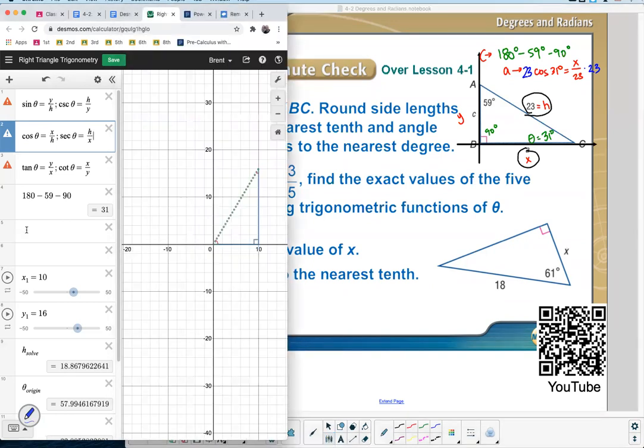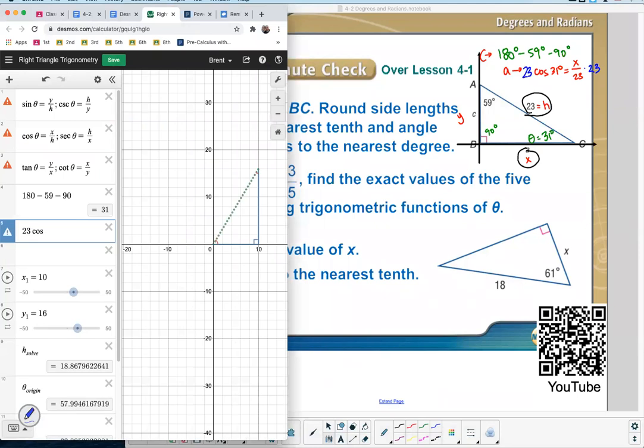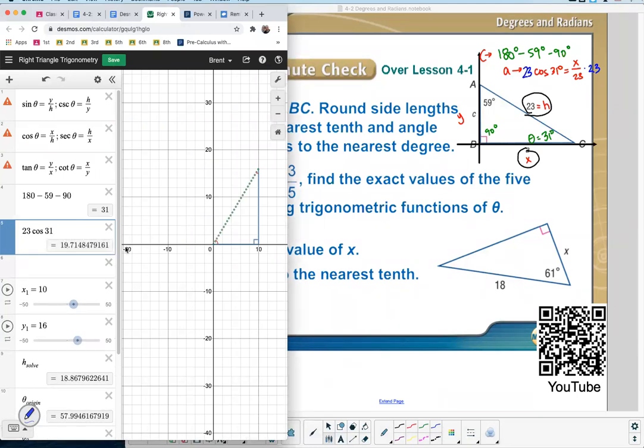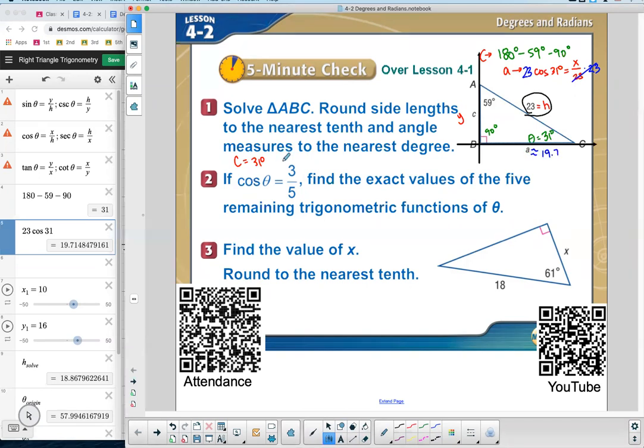So let's go see what this value is. 23 cosine of 31 degrees. It's going to equal 19.7. I'm going to round to one decimal place. So we're going to say this value right here is 19.7. And I did a squiggly equal sign, just means I'm rounding there. So that's A. A is approximately 19.7.